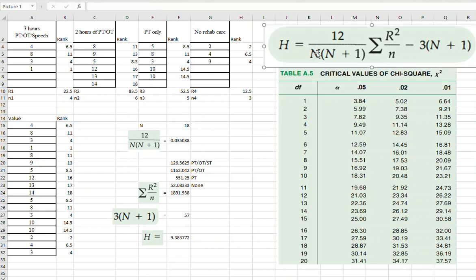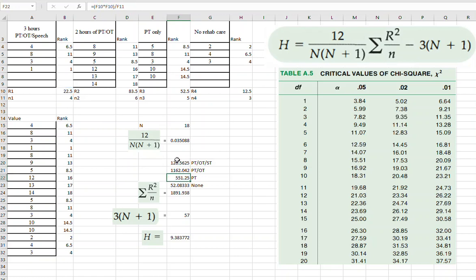And then what I've done is I've taken the H statistic equation and broken it up into parts, just for ease and for demonstration of my computation. So then we're taking 18 plus 1, 19, and then we're multiplying it by itself and dividing 12 by that value. Okay, here we have the aggregate R squared over n, and for the equation, you can see it shown here.